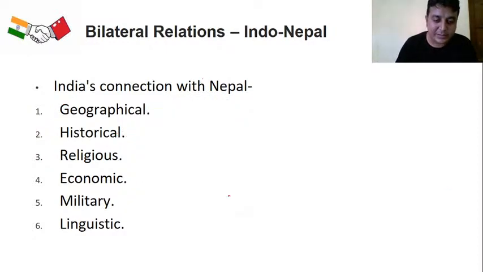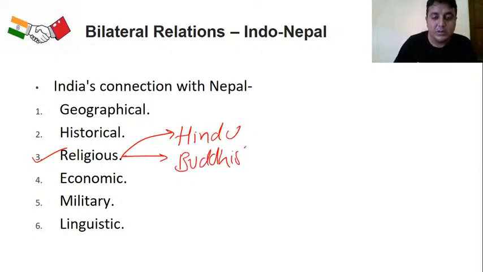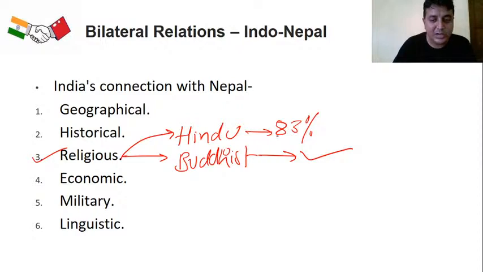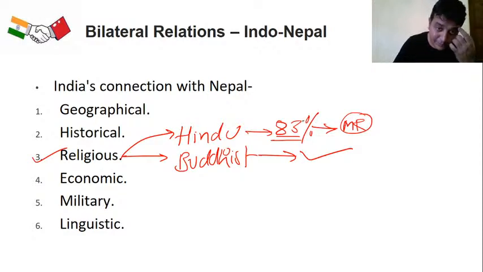Okay. Next thing, that is religious. India has these two religions, Hindus and Buddhists. Lumbini, the birthplace of Buddha, is in Nepal, so the religious connection is there, and around 83% of the Nepali population belongs to the Hindu religion. So that's why there is religious connectivity with them. Along with that, I recently mentioned the matrimonial relations, which exist because of the same religion. Clear? That is the religious connection with them.